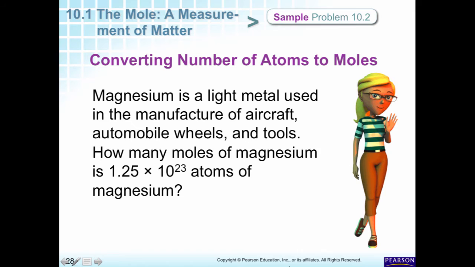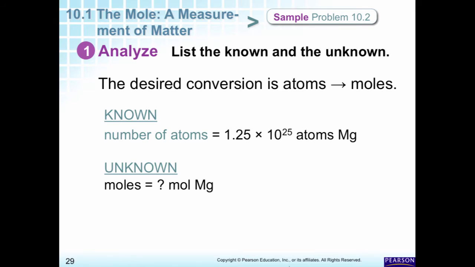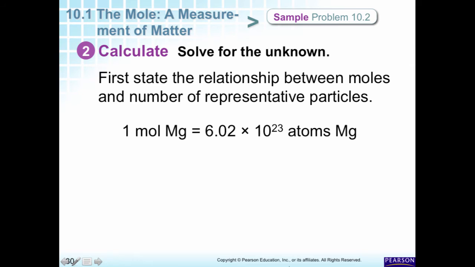Okay, so here's a problem. We have magnesium, and we want to find out how many moles of magnesium are in 1.25 times 10 to the 23 atoms of magnesium. So we write down what we know. We know how many atoms we have, and we want to find the number of moles. So we're going to have to set up a dimensional analysis problem. In order to do that, we have to remember our equivalency: 1 mole of magnesium equals 6.02 times 10 to the 23 atoms of magnesium. That's going to be used as our conversion factor.